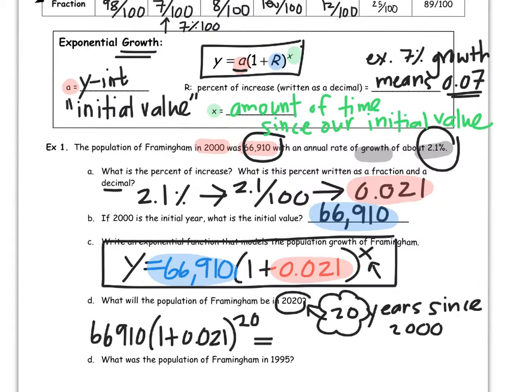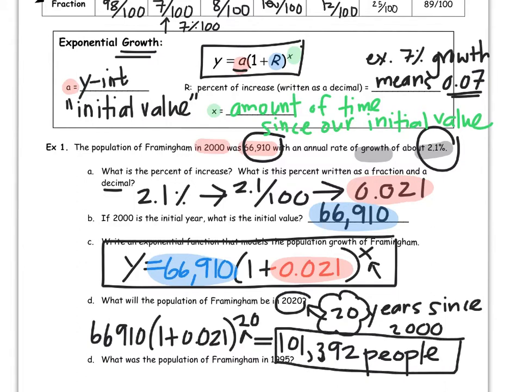Now make sure that you carefully plug this into your calculator. I plug it directly into my calculator. I do 66,910. I use the parenthesis function on my calculator, and then I plug in 1 plus 0.021. I use the caret symbol, like that, to get my 20. And when you do that, you should get 101,392. You actually get a decimal 0.5. But we're talking about a population here, and that's people. And you can't have 0.5 or a fraction of a person. So I'm just going to leave that as a whole number, my answer.